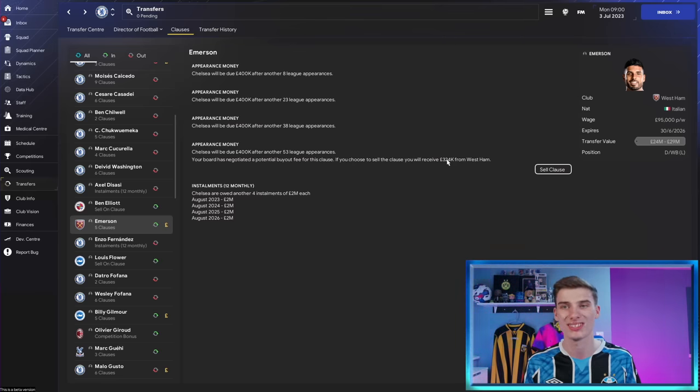So whilst we've got the chance here, it could be a good idea to sell this clause, and that money will go straight into your transfer budget and you'll be able to spend it. I know we get a lot of comments sometimes, people that have played the game for years comment saying, I never knew this was a thing. Well, it is. It's not every clause that you can sell.